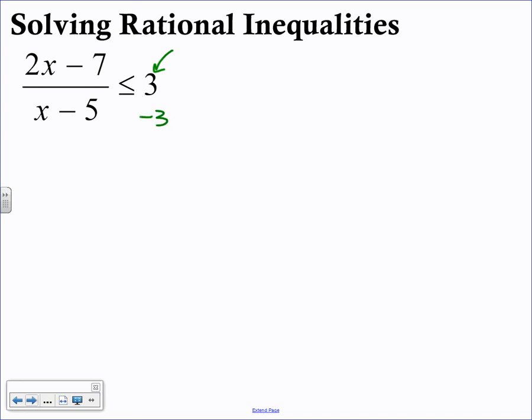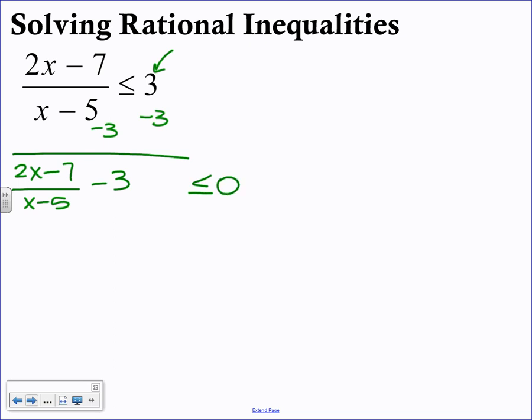So I'm going to subtract 3 from both sides, and I'm going to get 2x minus 7 over x minus 5, subtract 3, and I want to know where that is less than or equal to 0. Now the problem is that we've only been dealing this whole unit with single fractions. And so this is 3 over 1. And so I'm going to give it a new denominator by multiplying the top and bottom by x minus 5. And so I've got 2x minus 7 over x minus 5.